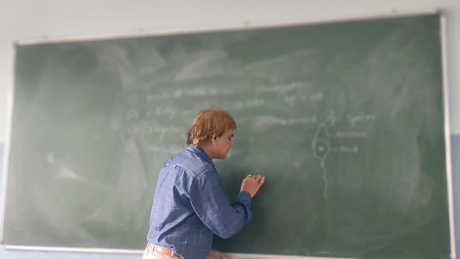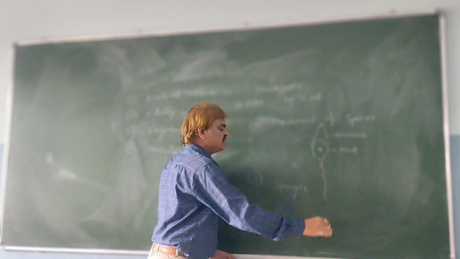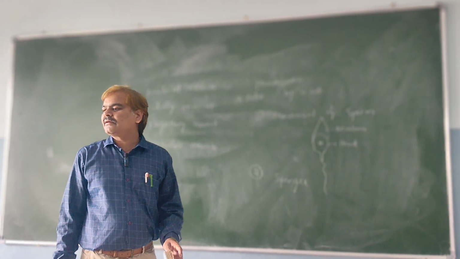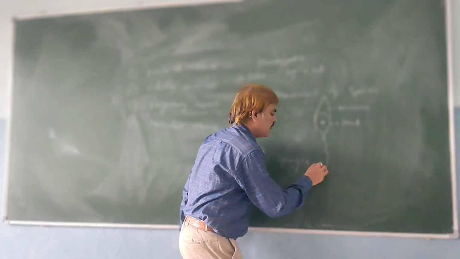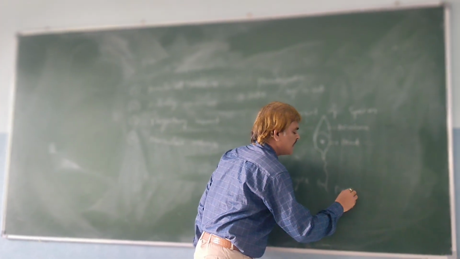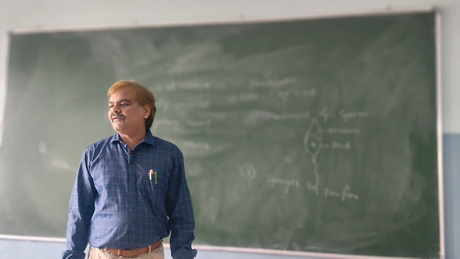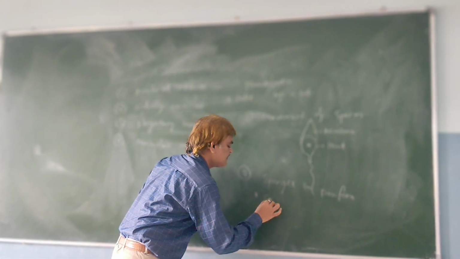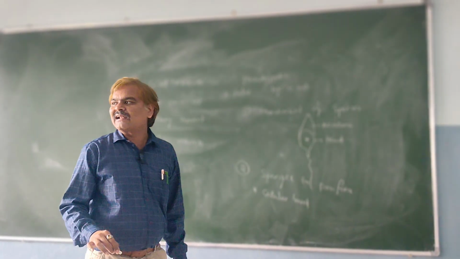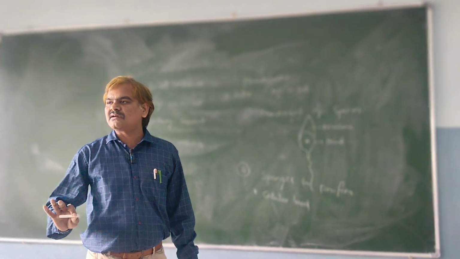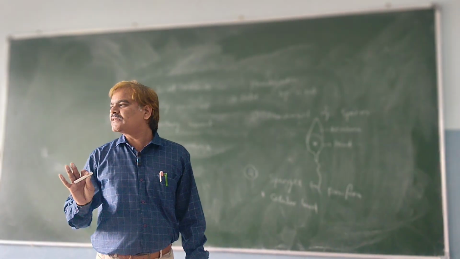And the second one is sponges. Sponges are the first phylum of the animal kingdom. Sponges are also called Porifera. These are all made up at the cellular level. Cellular level means tissues are absent, organs are absent, and organ systems are absent. Only cells are present, more number of cells.